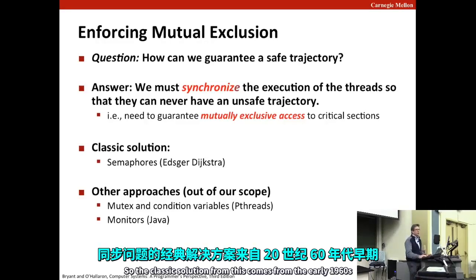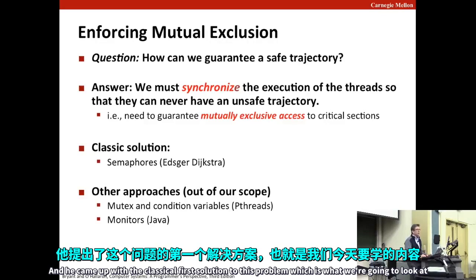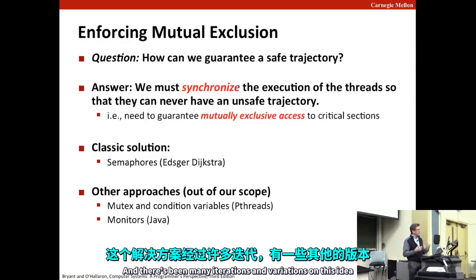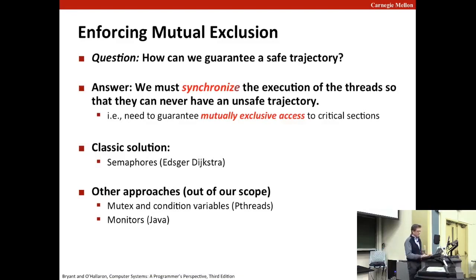So the classic solution for this comes from the early 1960s. One of the most famous computer scientists, a Dutchman named Edgar Dijkstra, came up with the classical first solution to this problem, which is what we're going to look at. It's fundamental and very general purpose, and there have been many iterations and variations on this idea. But semaphores were the first and classic solution, which we'll look at.